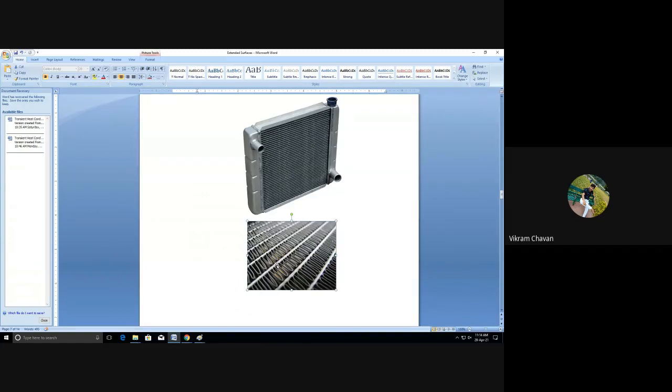So these are the tubes which are present. Okay, straight line you can see here. These are the tubes, and whatever the internal part is there, it is placed in between two tubes. So this is a wavy type of fin, which will increase the surface area available for the heat transfer, and the heat transfer rate will get increased.